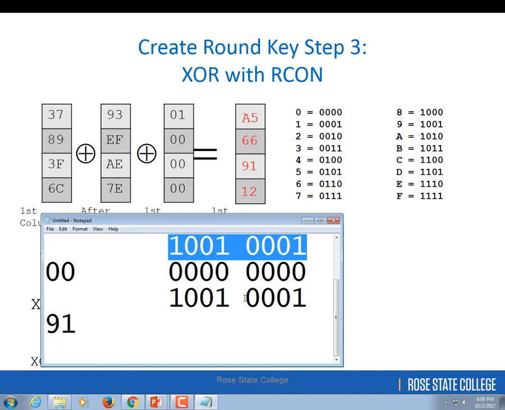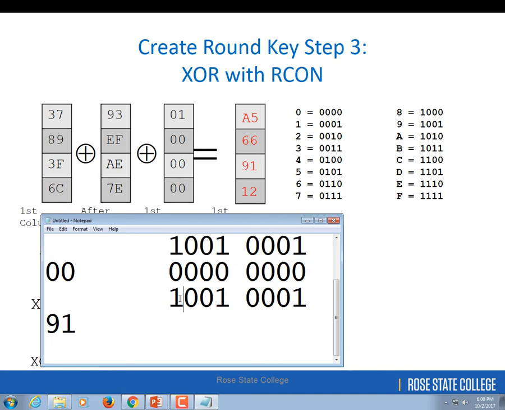So you're XORing the last two? Yes. Yeah, I XORed those two together and I got this last one.